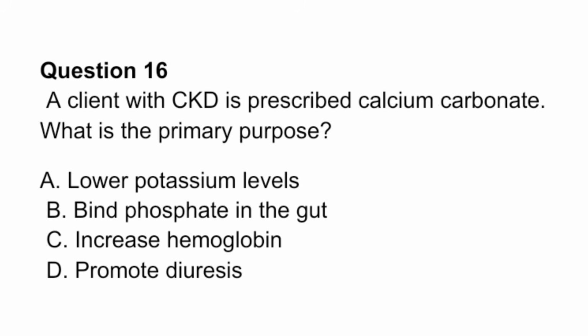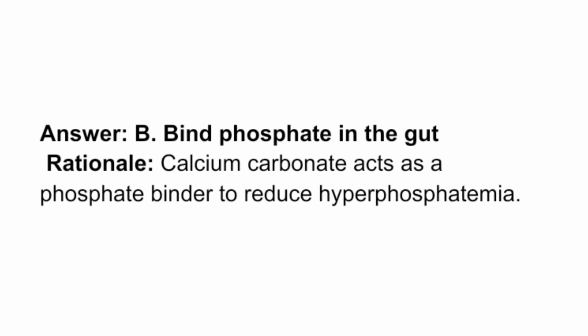Question 16. A client with CKD is prescribed calcium carbonate. What is the primary purpose? A. Lower potassium levels. B. Bind phosphate in the gut. C. Increase hemoglobin. D. Promote diuresis. Answer: B. Bind phosphate in the gut.